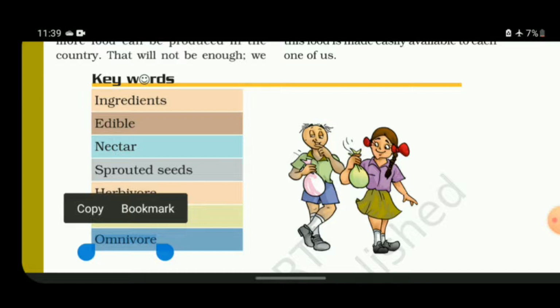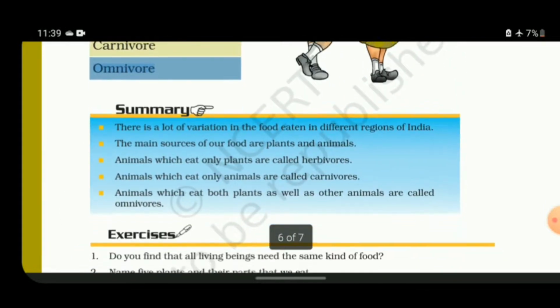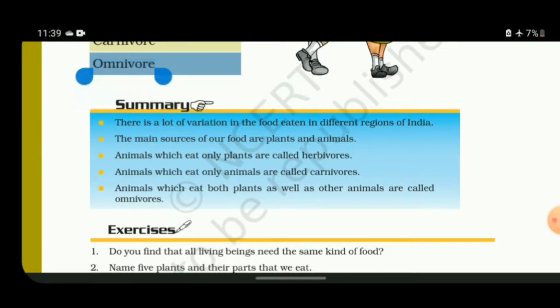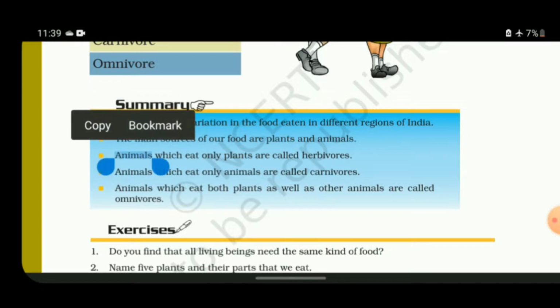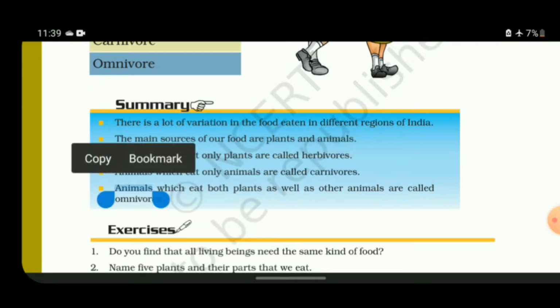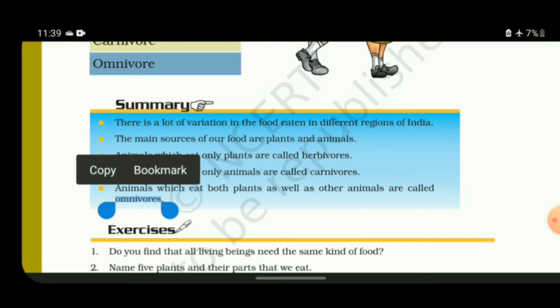Now we talk about summary points. There is a lot of variation in the food eaten in different regions of India. And the main sources of our food are plants and animals. Animals which eat only plants are called herbivores. Animals which eat only animals are called carnivores. And animals which eat both plants as well as other animals are called omnivores.